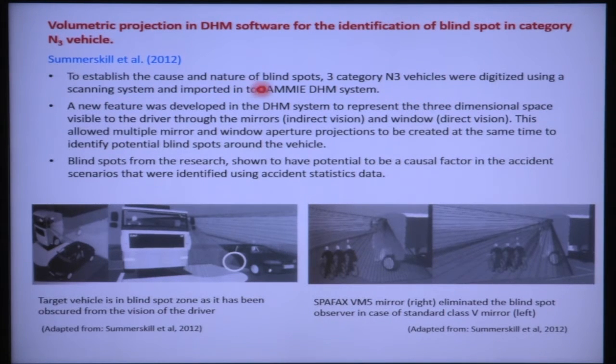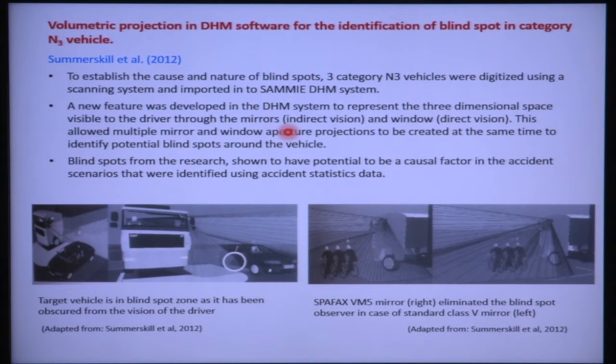To establish the cause and nature of blind spots, 3 category N3 vehicles were digitized using a scanning system and imported into the SAMMIE CAD system. So, 3 types of N3 vehicle they scanned and those CAD models were imported to the SAMMIE DHM system, and then different types of analysis were performed. In their analysis, they used a new feature which they developed in this digital modeling system to represent the 3-dimensional space visible to the driver through the mirror.